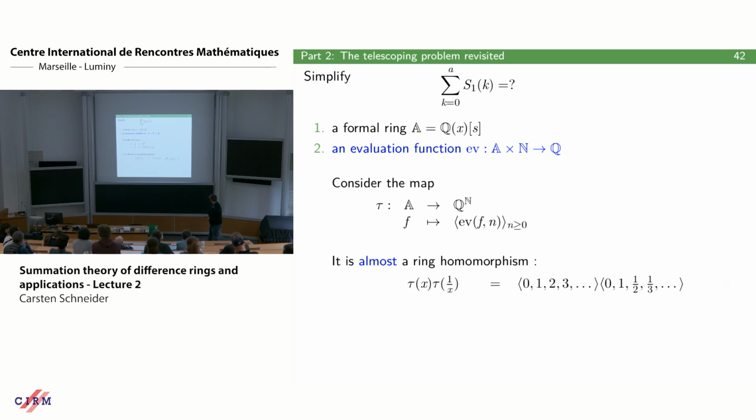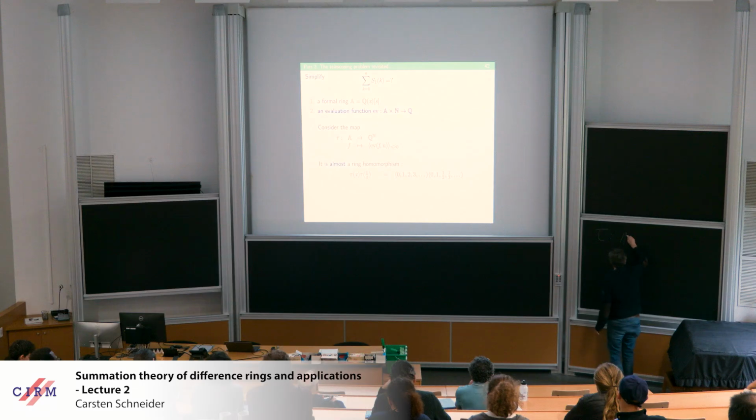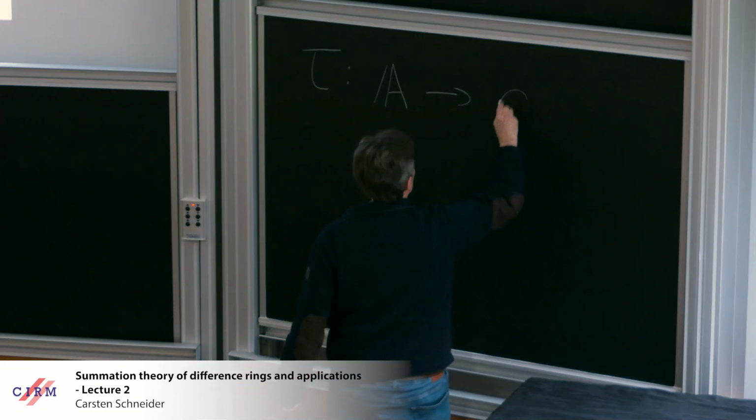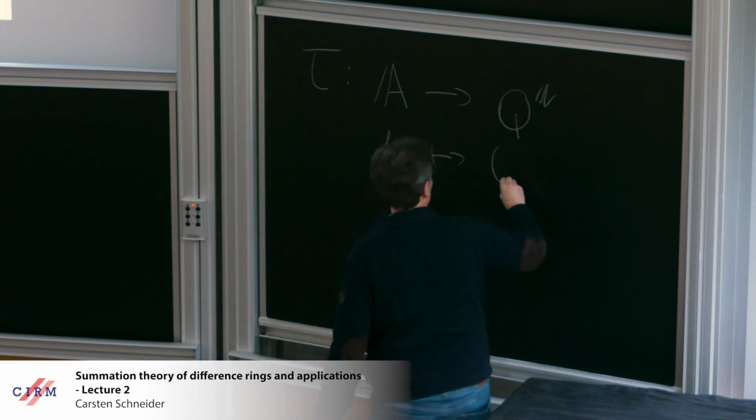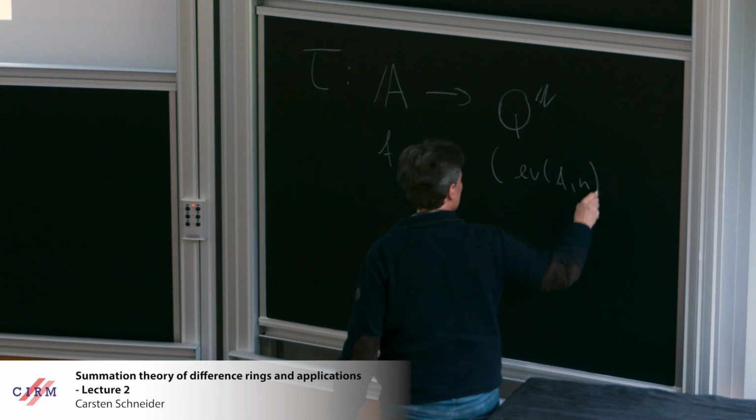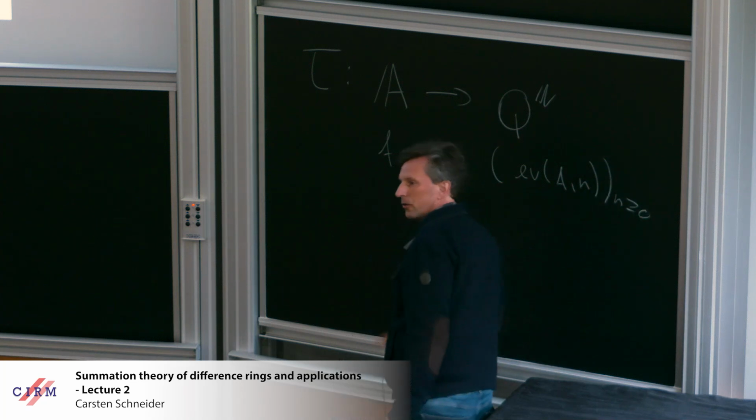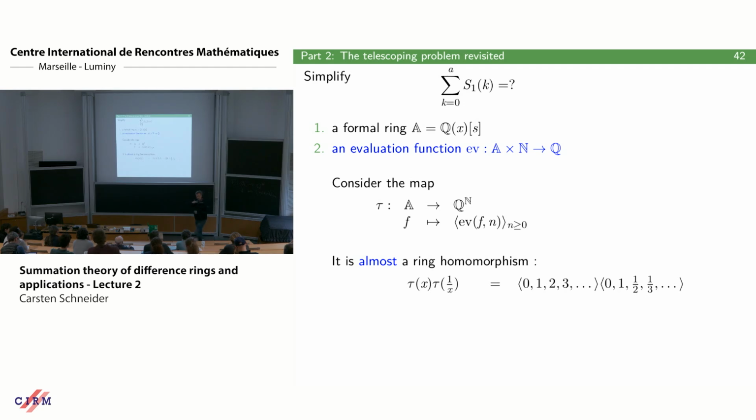Now we can extend this further. So we can go from tau, which goes from A first to the sequences, and we take an element and map it now to eval fn, and consider the corresponding sequence at n equals 0, 1, 2, 3, 4, so I get the sequence. Okay? And this is a function, and it's almost a ring homomorphism, but it's not a homomorphism.